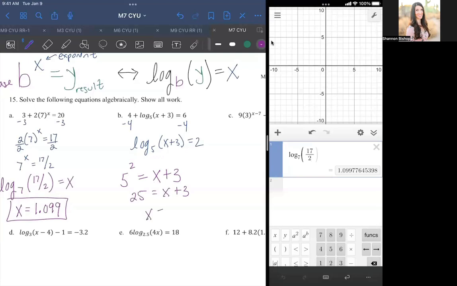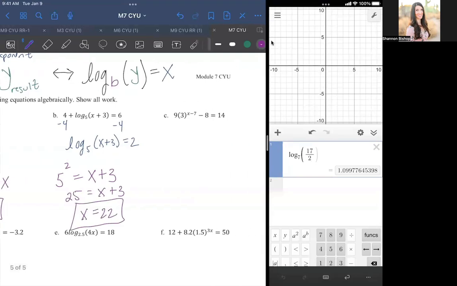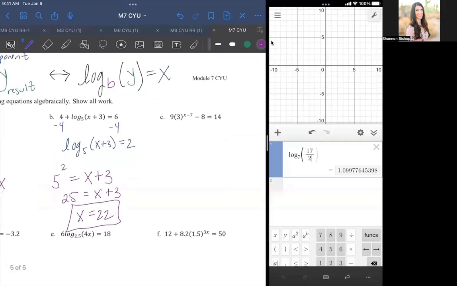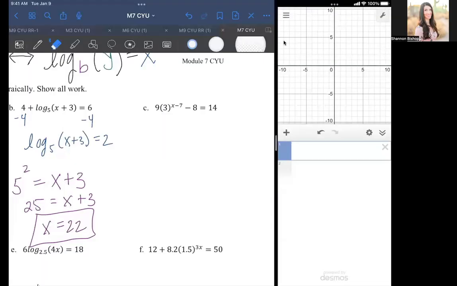Subtract 3, you get 22. Done. Okay, moving on. Next up, we have part C.